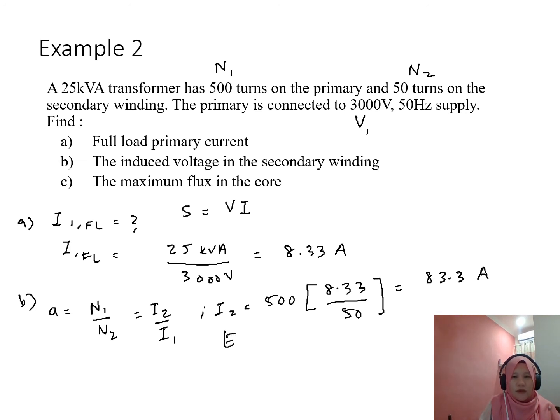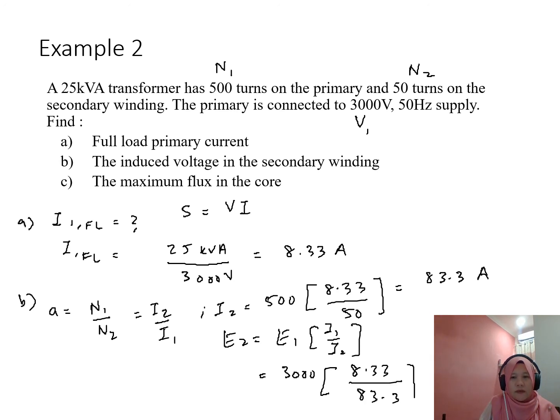E2 is equal to E1 multiplied with I1 over I2. So this is equal to 3000 volt times 8.33 divided by 83.3. So the secondary voltage is equal to 300 volt. So this is a step down transformer.